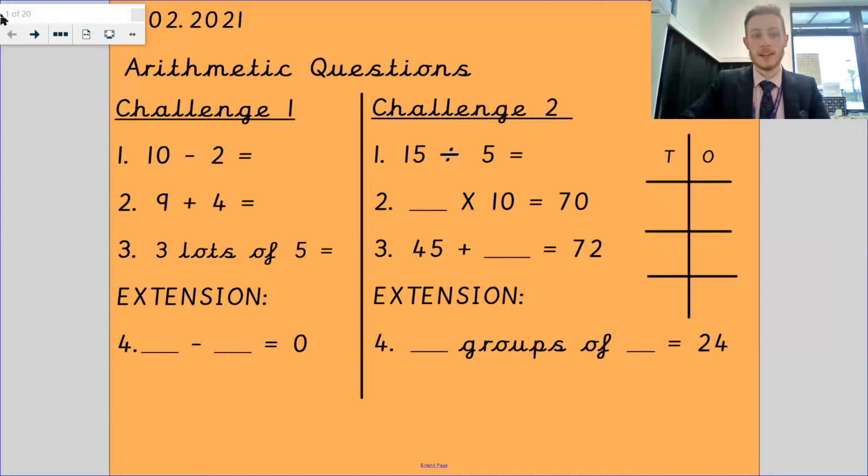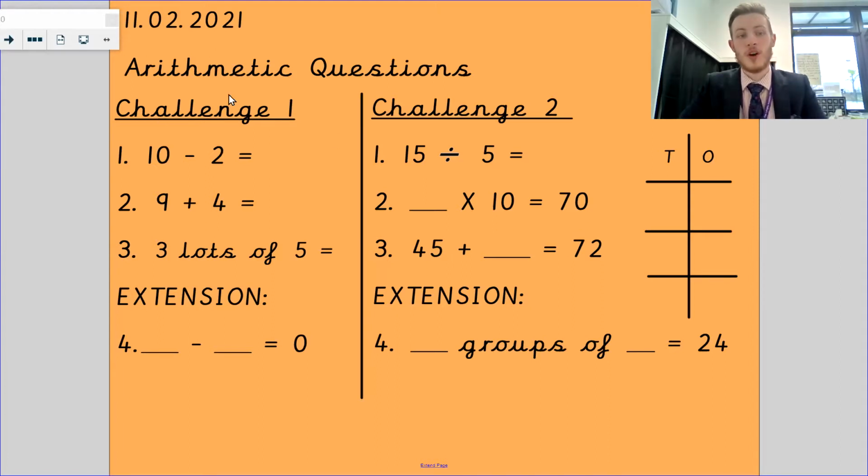This is our 11th of the 2nd, 2021. And we've got our arithmetic questions here. We've got our challenge one side and our challenge two side.